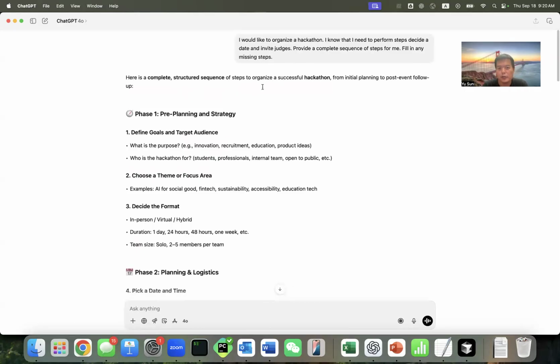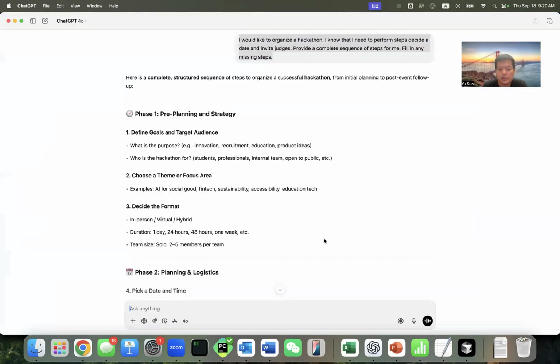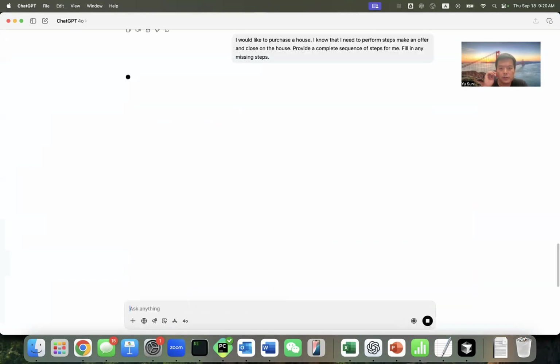All right. But then you are asking for a very specific sequence of steps. That's what the pattern provides you. And also you mentioned that you know certain things, but you don't know the rest. I would like to purchase a house. I know that I need to perform steps like making an offer and closing on the house. Provide a complete sequence of steps for me, and fill in any missing steps. Okay, this is also very useful.